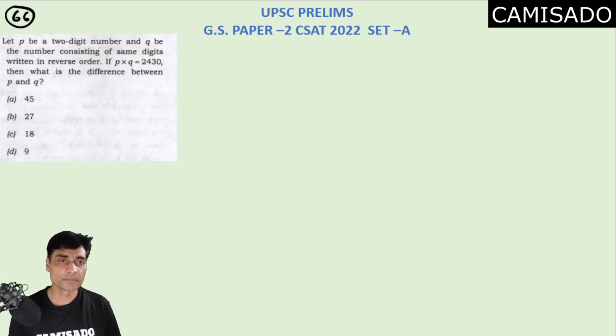So now next, P is a 2-digit number and Q is the number consisting of the same digits written in reverse order. If P into Q equals 2430, then what is the difference between P and Q? So now suppose the digits are xy, so P is the 2-digit number of xy form. When reversed, you will get yx. It is a shortcut basically, and this product is equal to 2430.